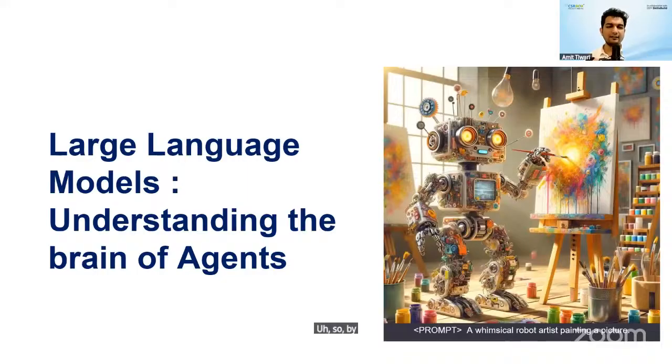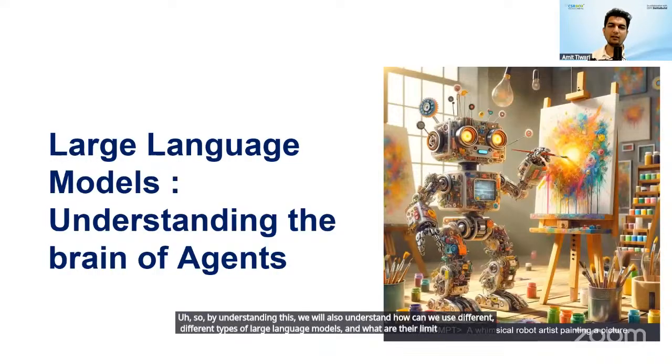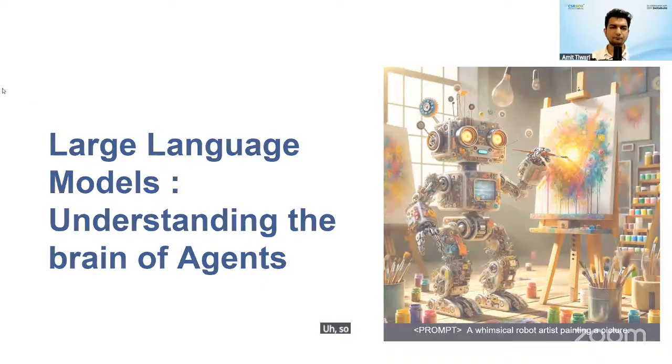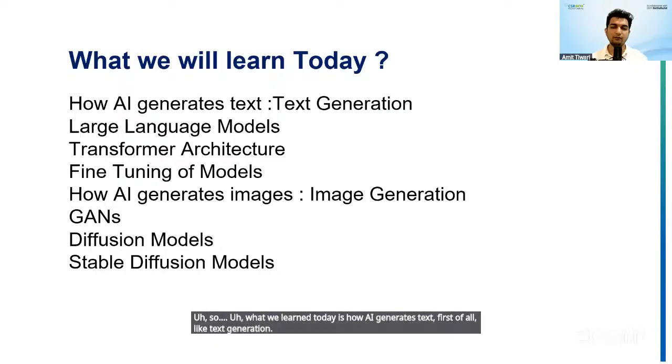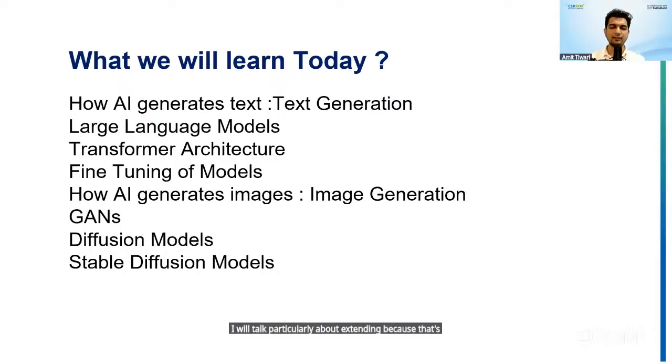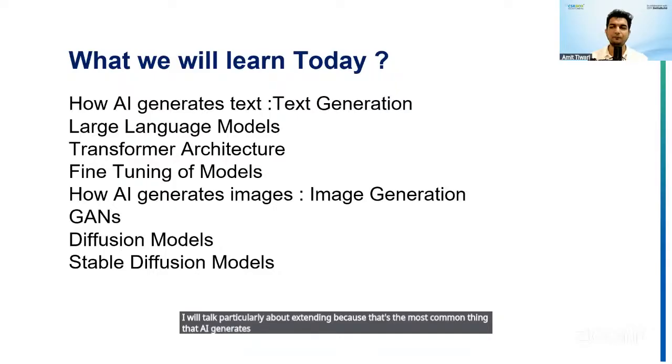By understanding this, we will also understand how we can use different types of large language models, what their limitations are, and what their advantages are. What we learn today is how AI generates text, first of all. I will talk particularly about text generation because that's the most common thing that AI generates. It can be an article, an email, a classification, any text that you want, right?